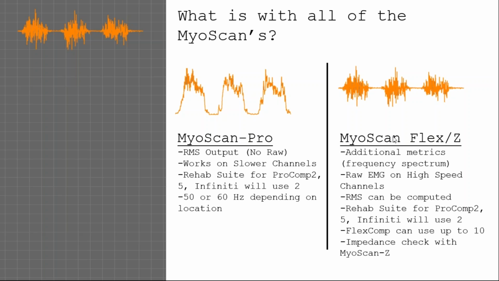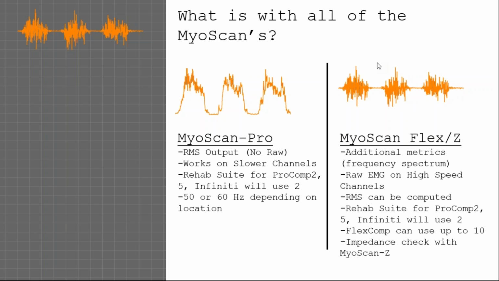So we have a tool that may... These MyoScan Flex and MyoScan Zs are going to extend a little bit beyond the capabilities of the MyoScan Pros because they're going to provide more information. What value of that is going to depend on whether you actually need to look at those additional metrics or not. Obviously, from our MyoScan Flex, from our raw signal, we always derive our RMS, so we're not limited to just this raw signal with those.